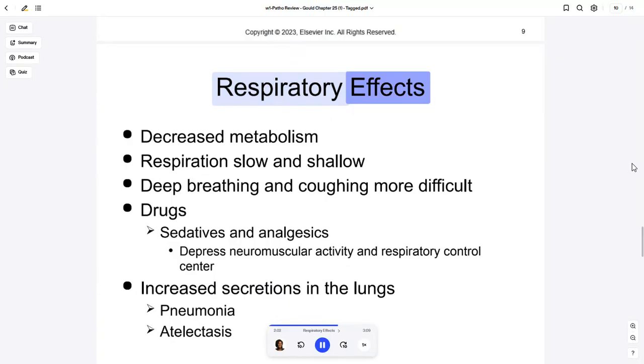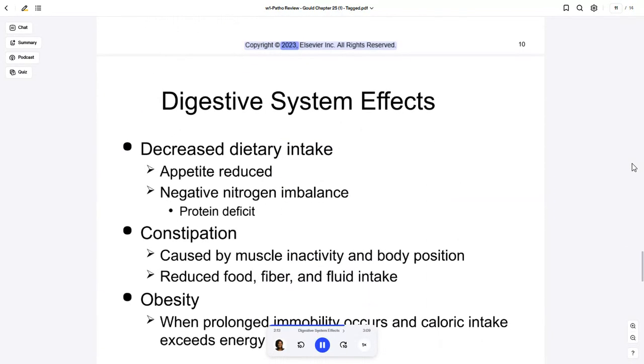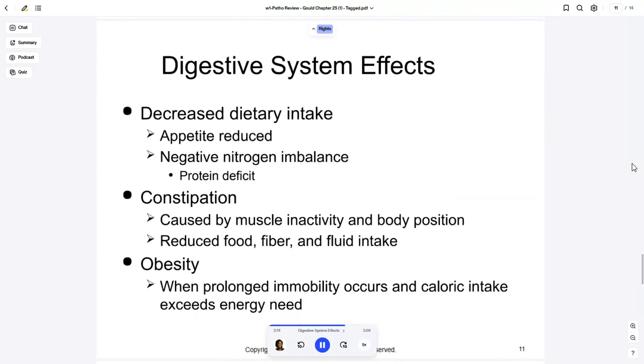9. Respiratory effects. Decreased metabolism: respiration is slow and shallow, and deep breathing and coughing are more difficult. Drugs, sedatives, and analgesics depress neuromuscular activity and the respiratory control center. Increased secretions in the lungs, pneumonia, atelectasis. Copyright 2023, Elsevier Inc. All rights reserved.